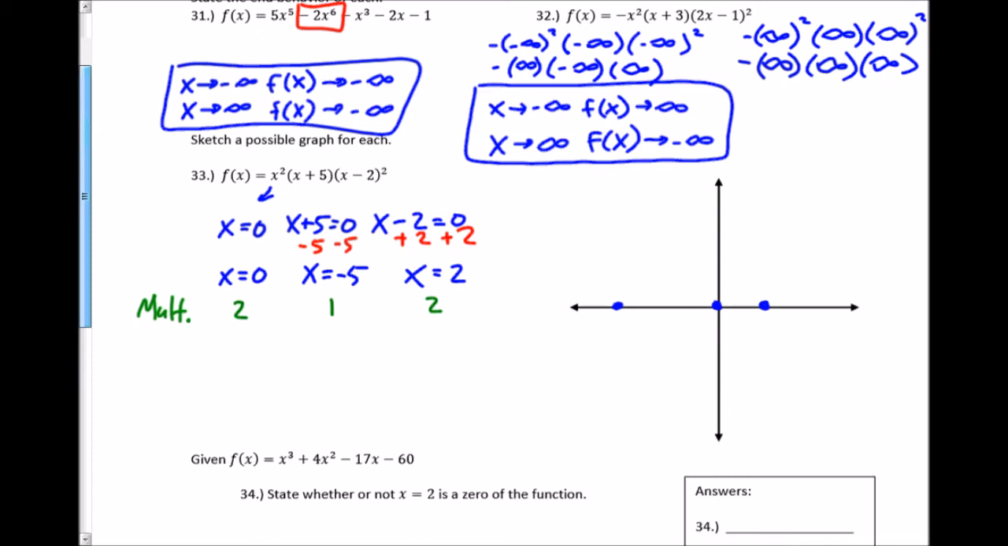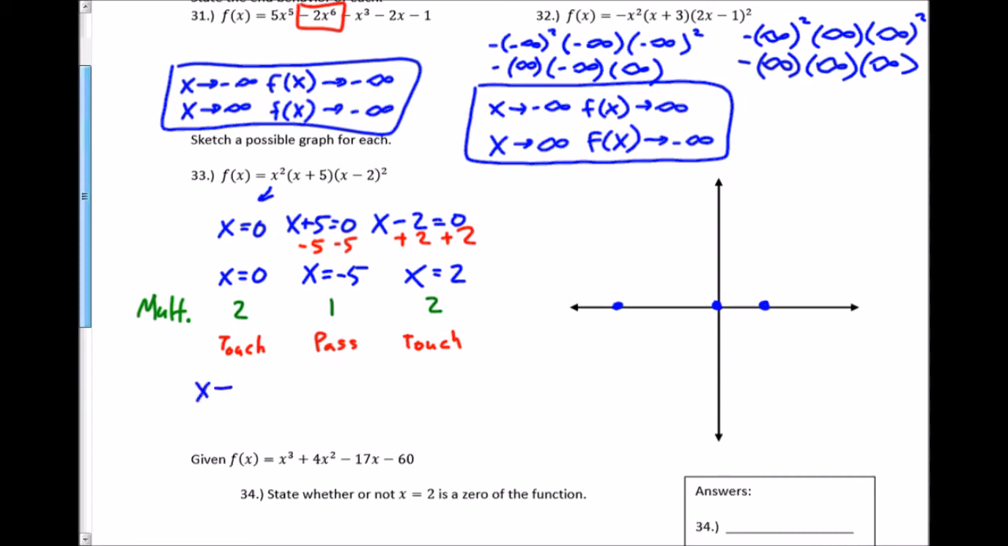When the multiplicity is even, it touches. When it's odd, it passes through. So this one is just going to touch. This one is going to pass through. And this one's going to touch. And so now I'm going to use my end behavior and some of that information to draw the graph here.